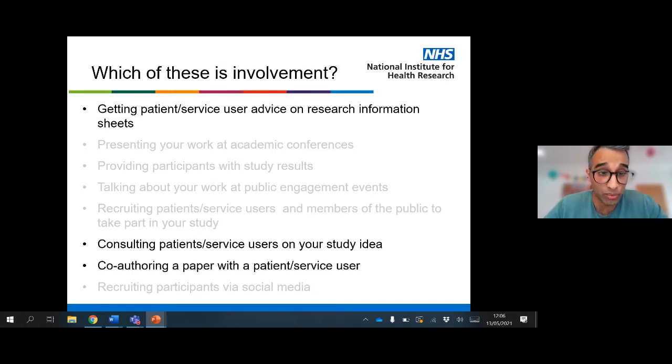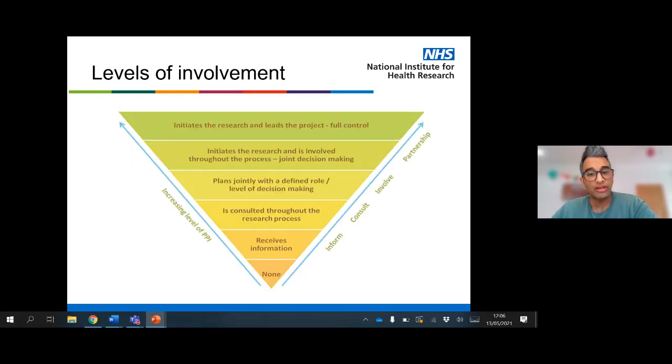So in these examples, certainly getting advice from service users on your information sheets, your consent forms, your lay summaries, stuff that is patient facing, that is a form of involvement, because that essentially will help shape your research. Especially things like consulting patients or carers or service users on your research idea, and particularly co-authoring a paper where they have active input in the way the public will read and see your research. So based on that, there are various levels of involvement.